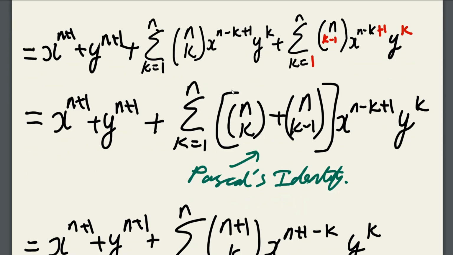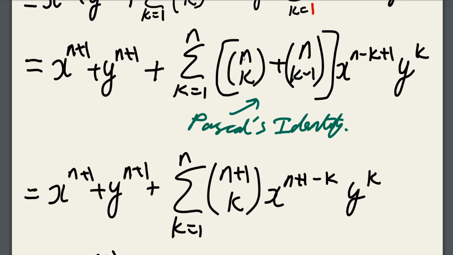If you're familiar with the choose notation, you might remember Pascal's identity. And what Pascal's identity allows you to do is to turn n choose k plus n choose k minus 1 into n plus 1 choose k. So we see here these two are turning into these. That's called Pascal's identity, and I'll provide a short proof of that at the end of this video.